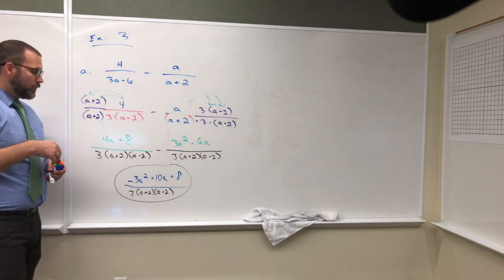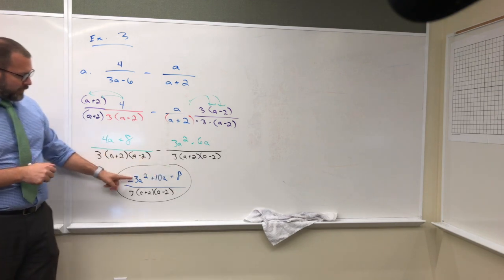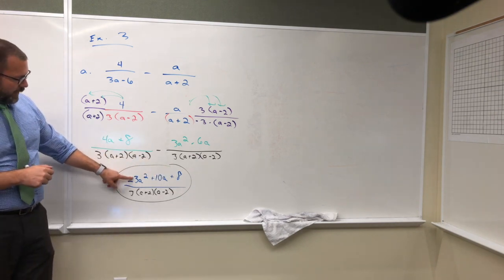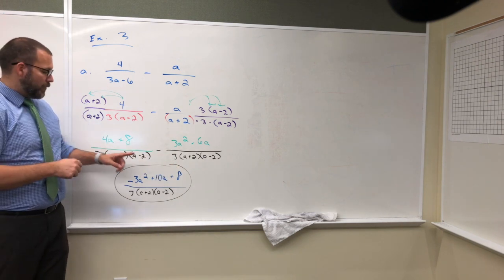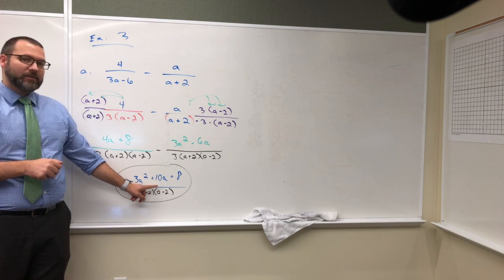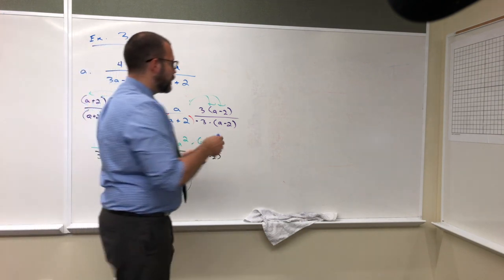That's the answer. Now I don't know if this is in most simplified form. I might come up here and try to factor this. Remember, we've got a coefficient. So negative 3 times 8 is negative 24. Are there two numbers that multiply up to negative 24 but add up to 10? The answer turns out to be yes, unfortunately.